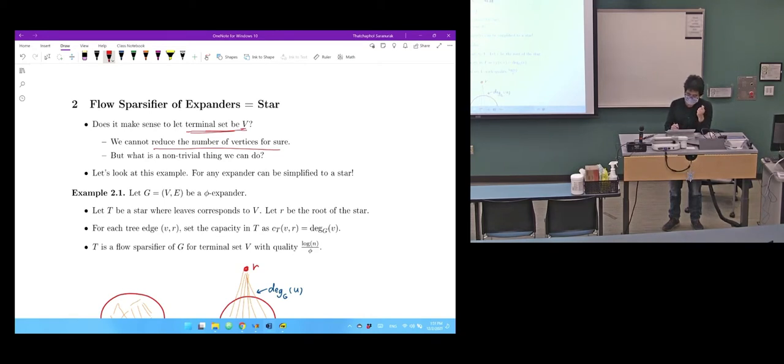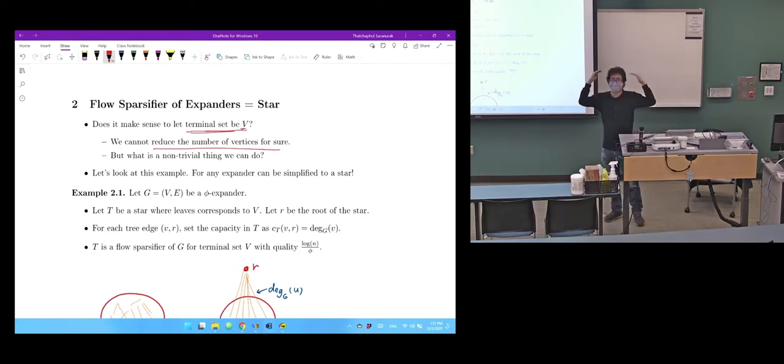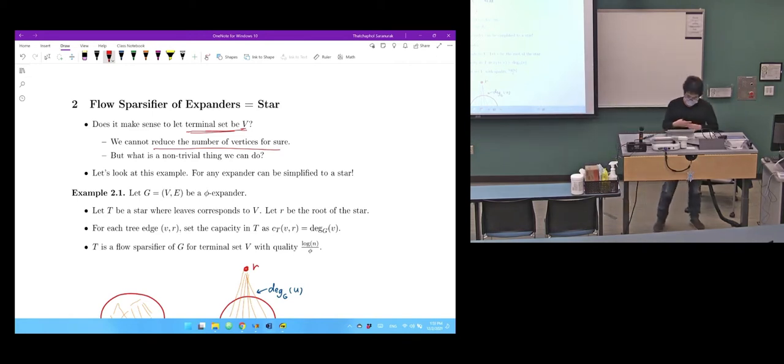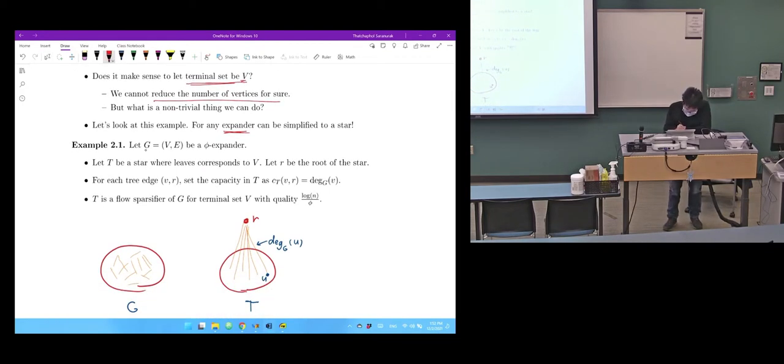So one thing you can ask is, the terminal set is the whole vertex set anyway, but can the sparsifier now be sparse in number of edges, or have a very simple structure? And indeed, it is the case for an expander. The sparsifier can be a star. So let's look at this.